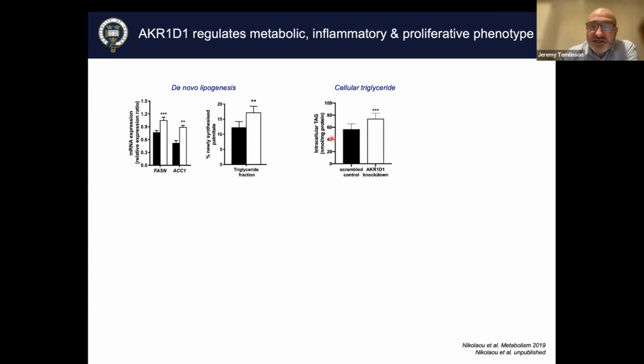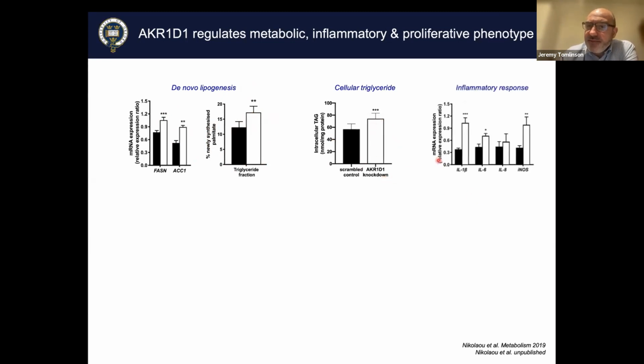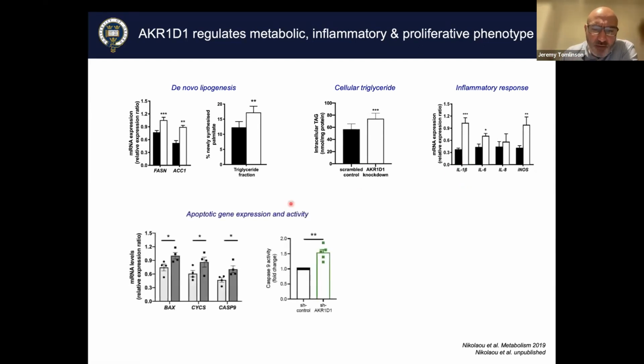And when you look at the intracellular triglyceride, again, higher in the AKR1D1 knockdown cells. There was also an inflammatory burden, so more fat, but also more inflammation. Here you can see the gene expression for many of the pro-inflammatory cytokines. When we measured some of these by ELISA in the cell media, they were also elevated. So we've got fat, we've got inflammation, but we also have apoptosis. Here are three classic apoptotic markers, as well as, in the green graph, a marker of apoptotic activity, caspase 9. So we've really got apoptosis being driven within these cells, suggesting that these cells are pretty unhappy with fat, inflammation, and apoptosis.